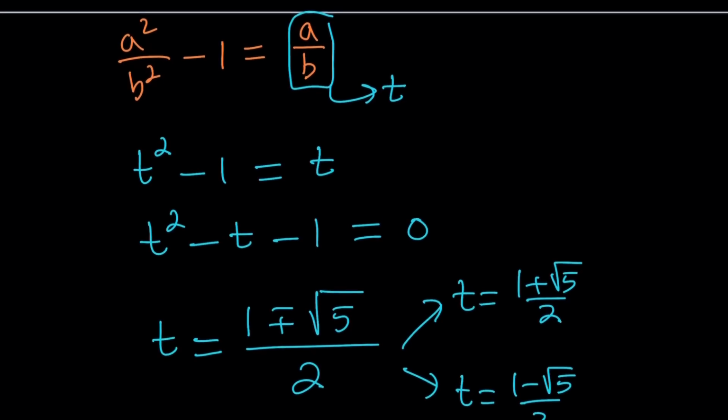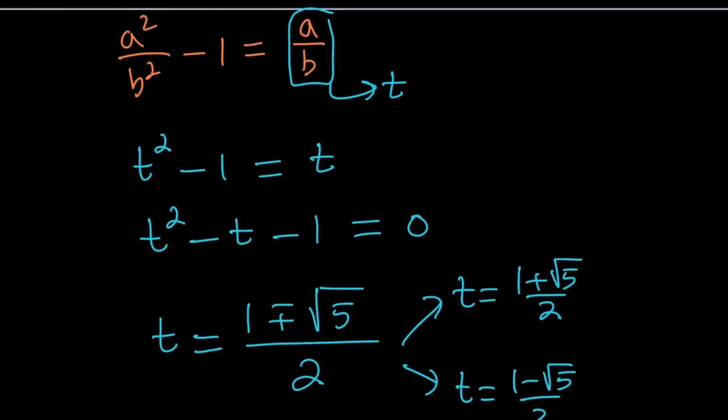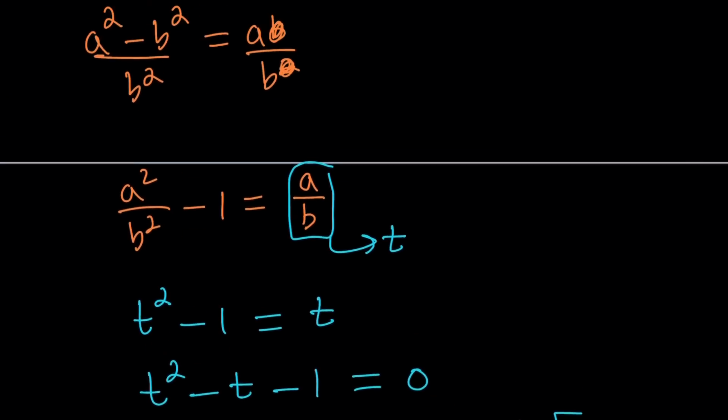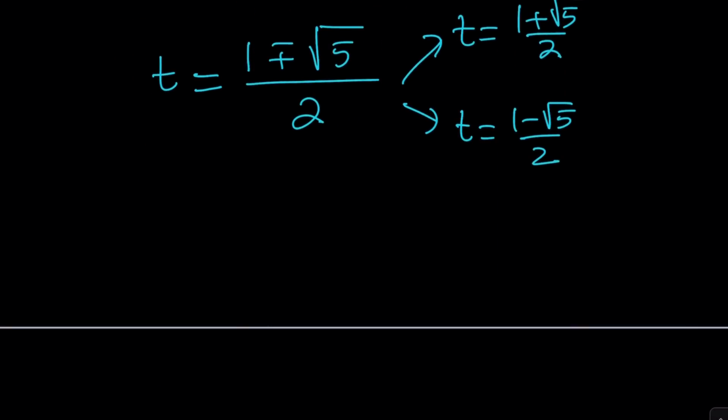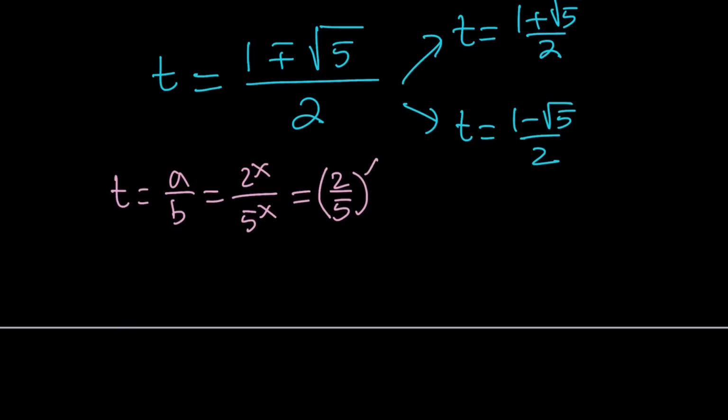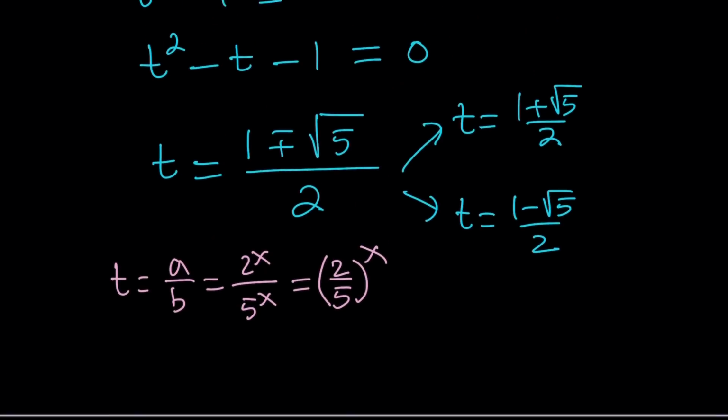Why? Let's find out. What is t? t is a over b. What is a and b, right? a is 2 to the x. So let's go ahead and look at our findings. t is a over b. a is 2 to the x, and b is 5 to the x. So t is basically (2 over 5) to the power x. That's interesting, right? Well, it shouldn't be very interesting, but anyways, let's call it interesting. All right, so this tells us something.